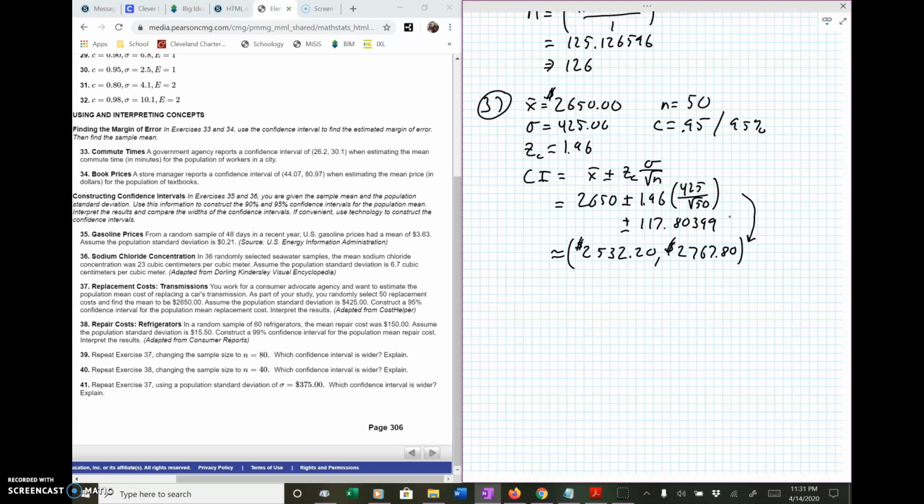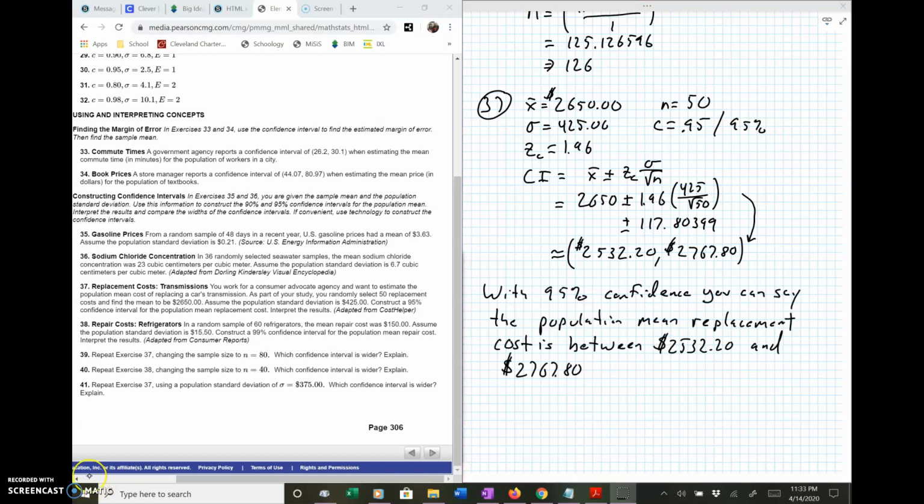And then we need to interpret that. That is going to go like this. Boy, I write fast. It's amazing how that got on there. So our interpretation here with 95% confidence, you can say the population mean replacement cost is between $2,532.20 and $2,767.80. And that is our final answer on there.